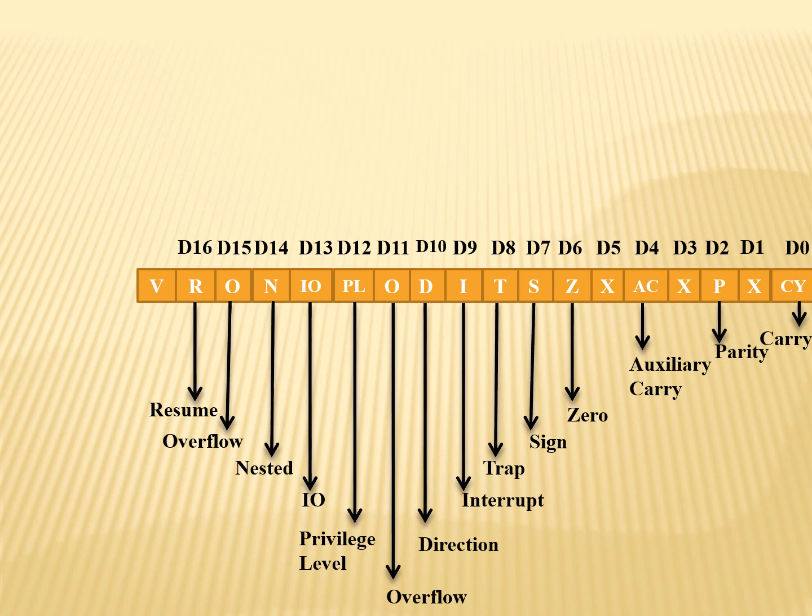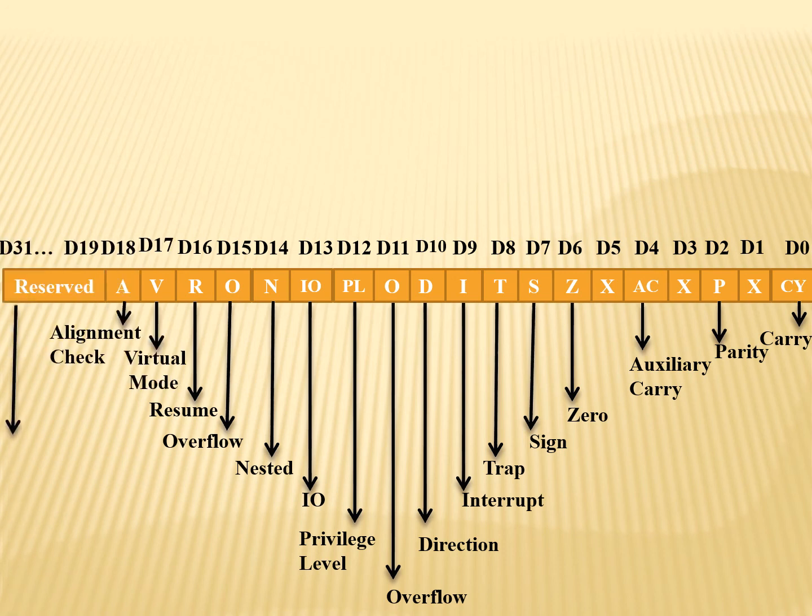Whenever the processor is going to work with virtual memory, we already discussed the virtual memory mode in the processor. If the processor works in virtual memory mode, the flag will be set. And last comes the alignment check flag, and bits 19 to 31 are reserved for the 64-bit processor. That's all about the flag register.